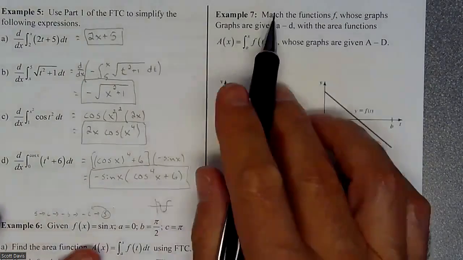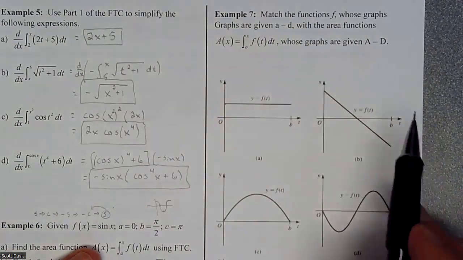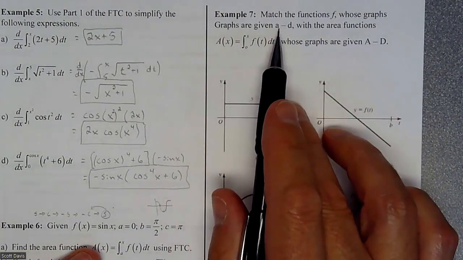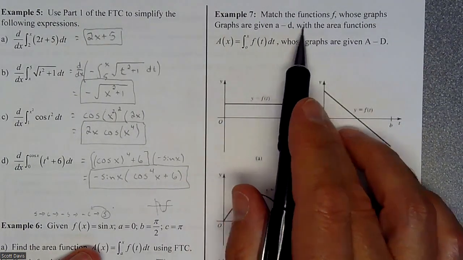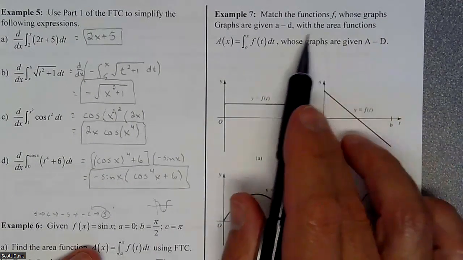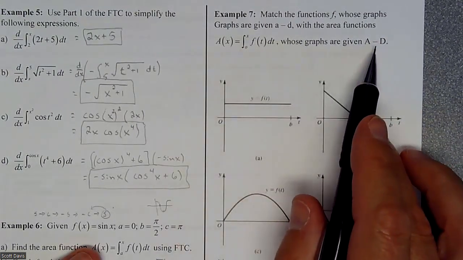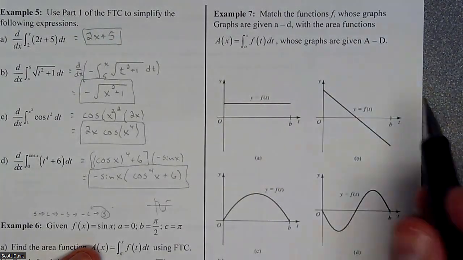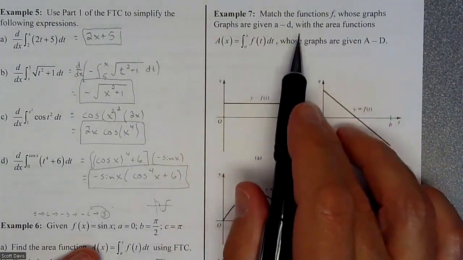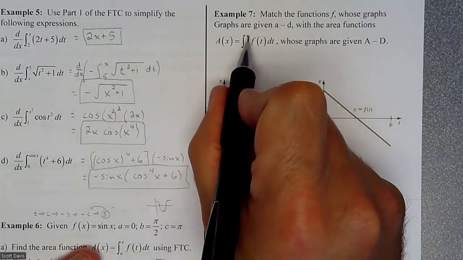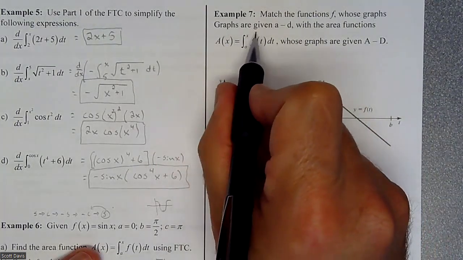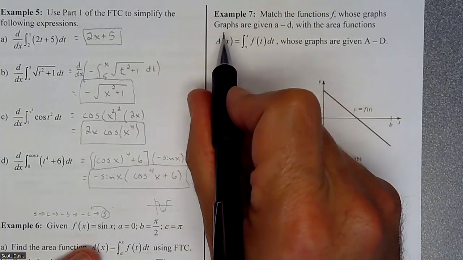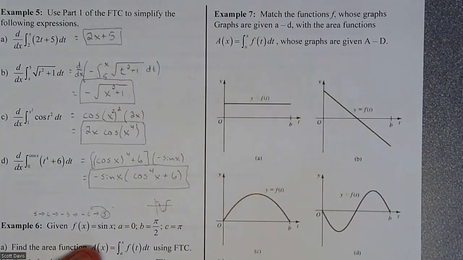In this example, we are trying to match the functions whose graphs are shown from little a to d with the area functions whose graphs are shown from big A to big D, right? And so we're looking at these original functions. Basically what we're looking at is, if this is the function and we're doing the antiderivative, what did it look like, right?